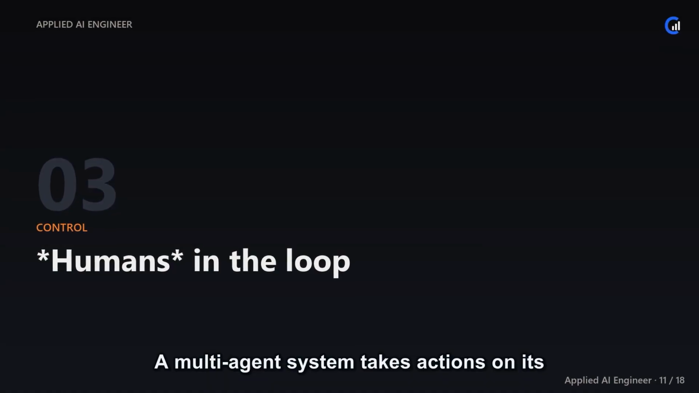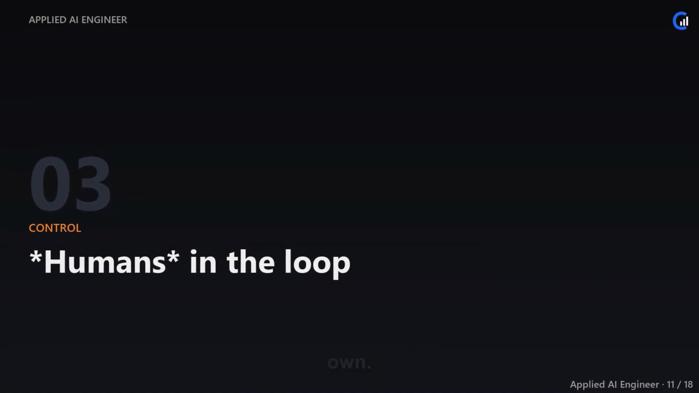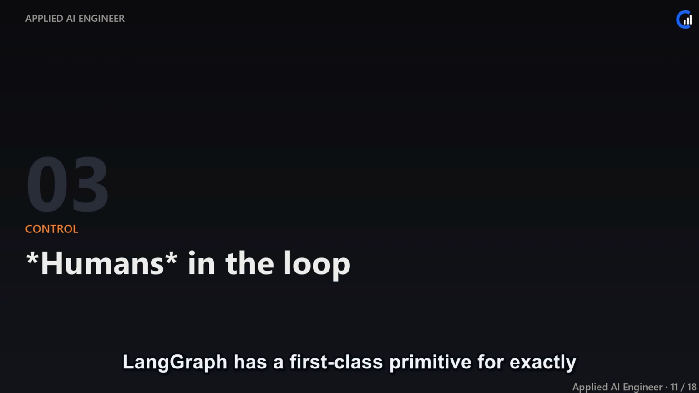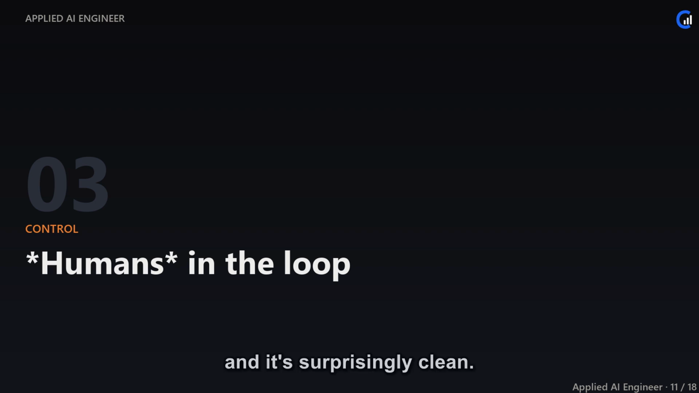A multi-agent system takes actions on its own. For anything risky, sending an email, spending money, deleting data, you want a human checkpoint before it acts. LangGraph has a first-class primitive for exactly this, and it's surprisingly clean.